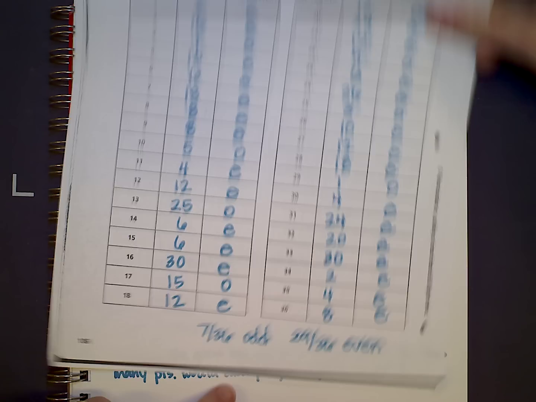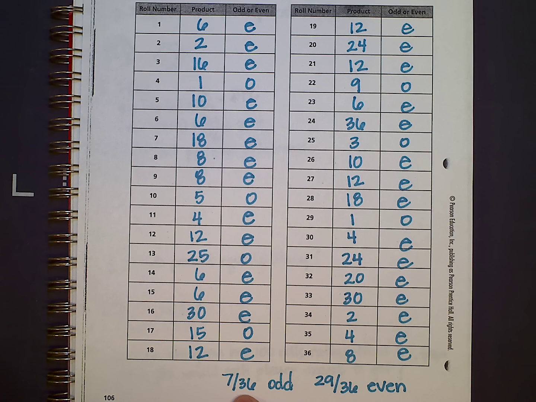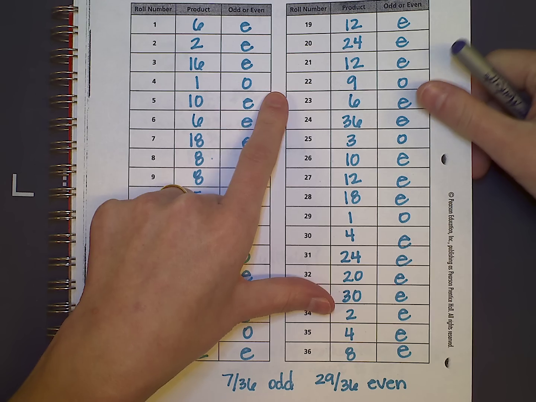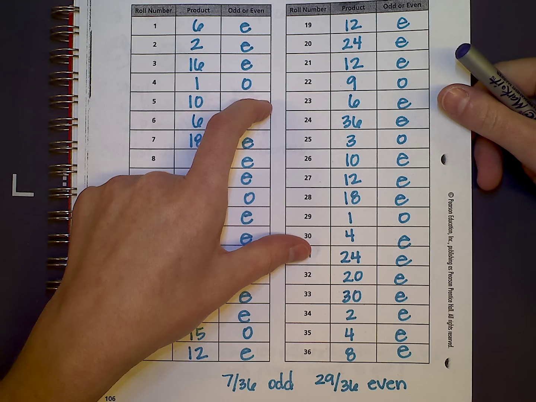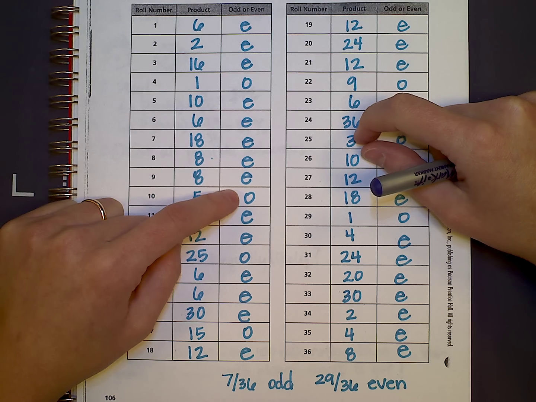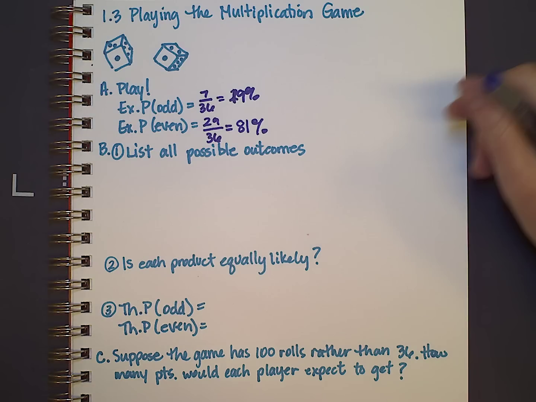And after playing 36 times, as you can see I did here, I found that 7 of my products were odd. That's only 7 out of 36. And I found that 29 of my products out of 36 were even. So now I'm going to use this information to look at my experimental probability, and then I'm going to analyze the game a little bit further to find the theoretical probability, and of course to decide whether the game is fair. Alrighty, so let's get to that.